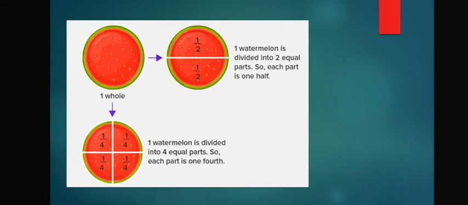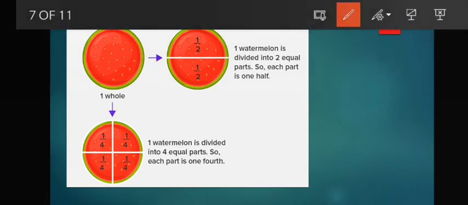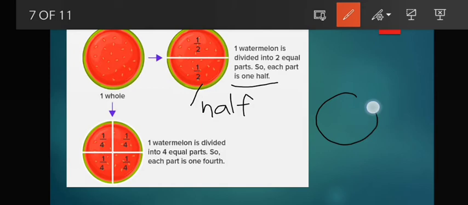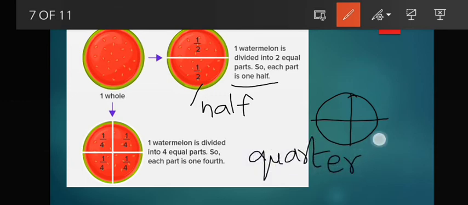See, again I have tried to explain with an example. This is the whole part when we have not divided. Okay, it is as it is. Then we cut into 2 equal parts, so each part is a half. This is known as half. And when we divide the same watermelon, see, whole, half, and quarter. So this is the quarter part. Okay, these 4 equal parts are quarter parts.